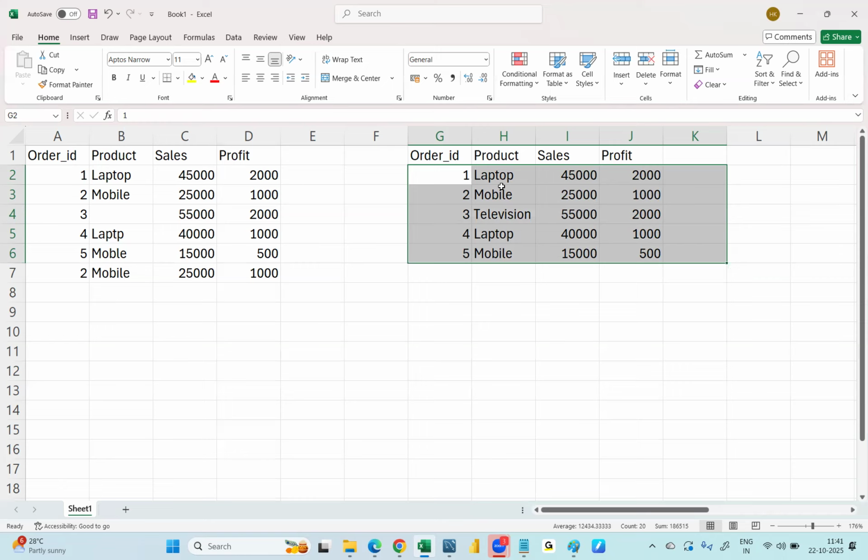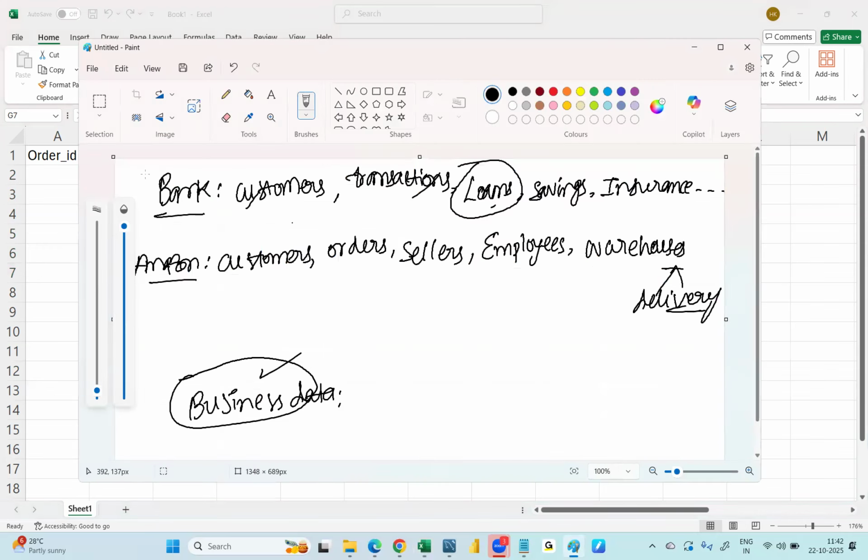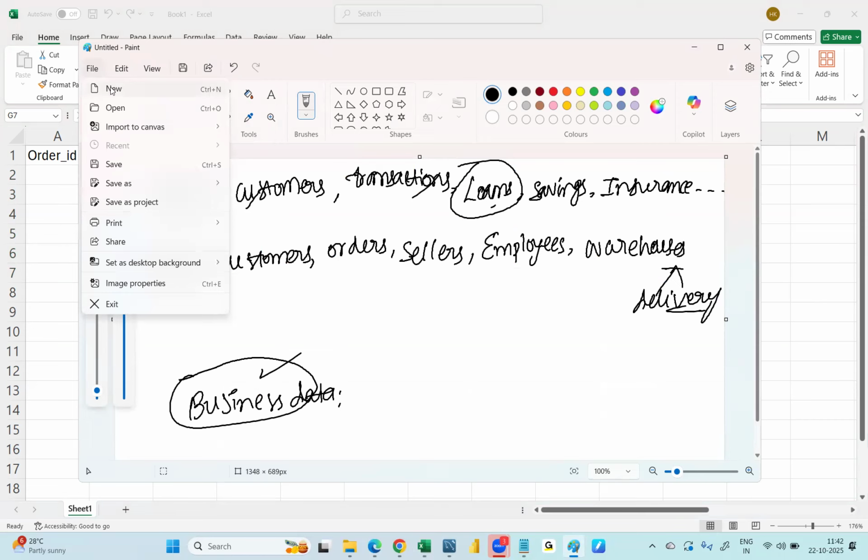Whatever tabular data you have, this is a table, right? Table means rows and columns. So order ID is a column, product is a column, sales is a column, profit is a column. This is one record or row, this is one row, like that. Rows and columns is called tabular format data. If you see this tabular data with your eyes, we can't understand it. So that is the reason I'm going to represent this tabular information in terms of charts and graphs. Let me just do that process for you guys.